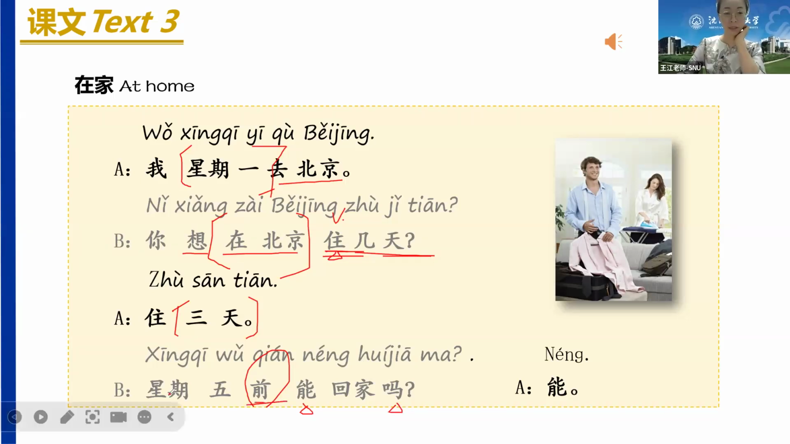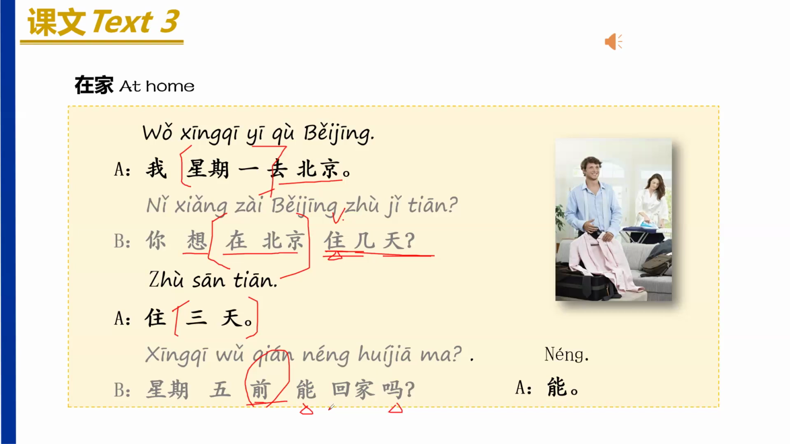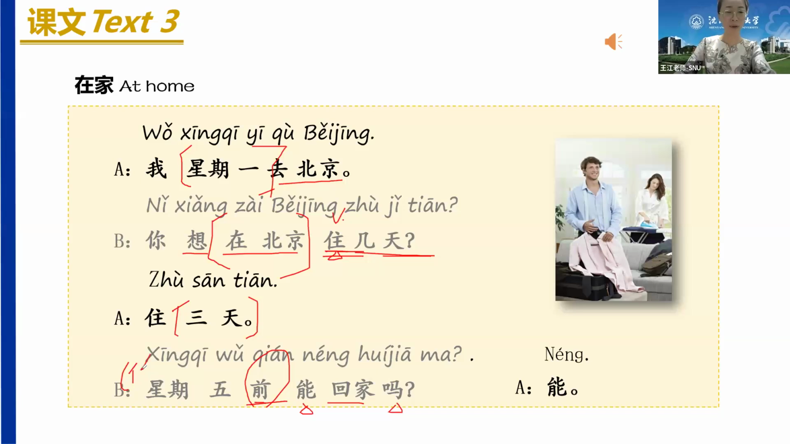前 is used behind a time word. It means before that time. So 星期五 Friday, 前 before Friday. 能吗 asks about ability or possibility. 回家 go back home. In this sentence the subject 你 was omitted. 你星期五前能回家吗？ Can you go back home before Friday? The answer is 能. Yes, I can.